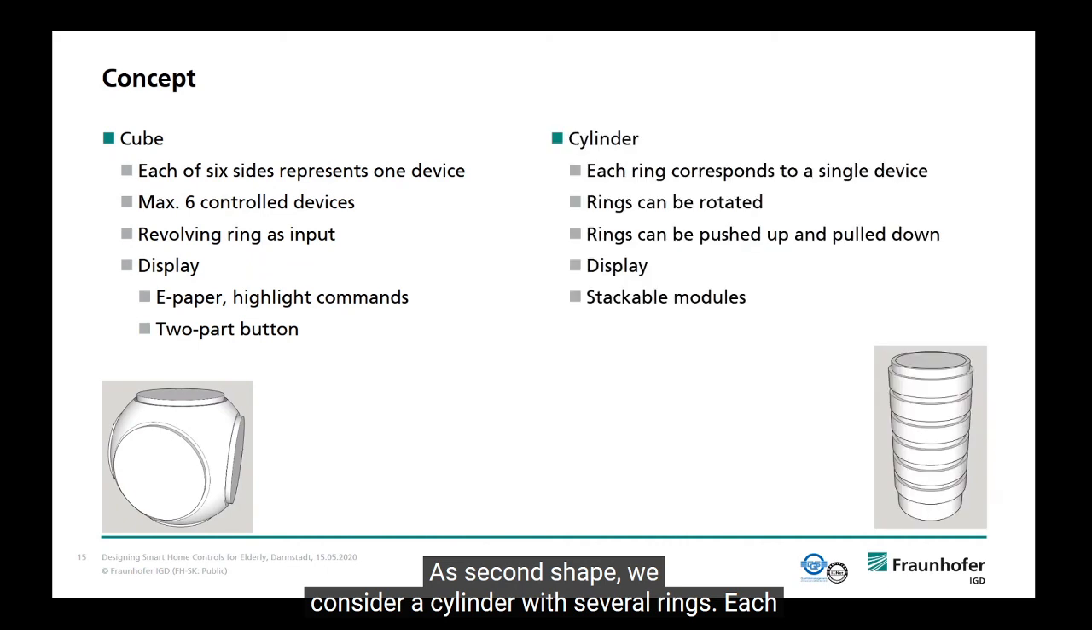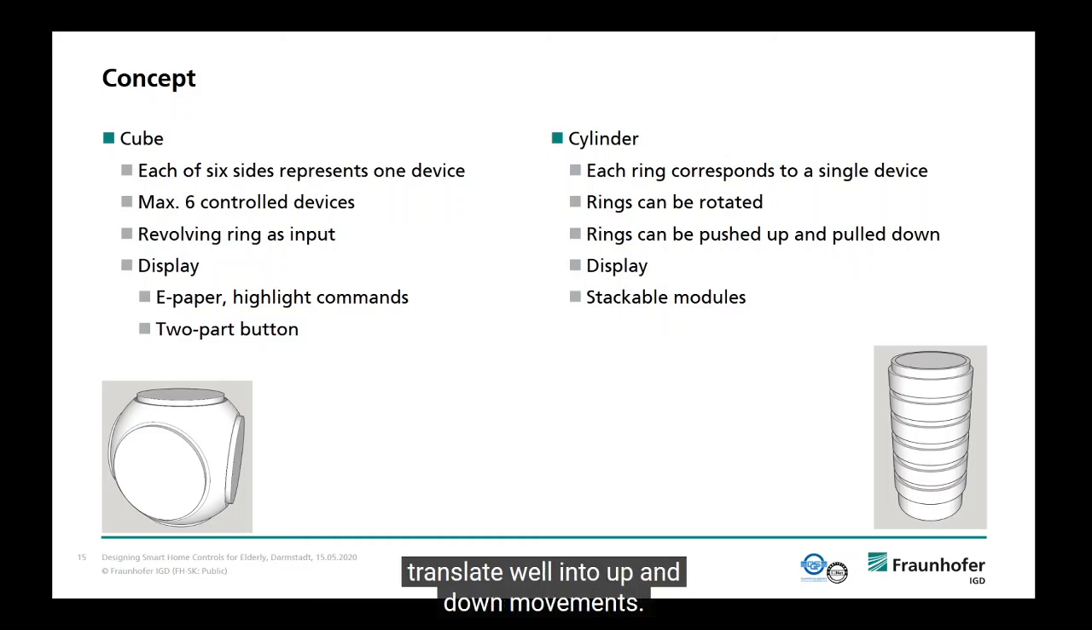A second shape? We consider a cylinder with several rings. Each ring corresponds to a single device. For input, rings can be rotated just like with a cube, as well as pushed down and pulled up a bit to replace the button functionality of the screen. Due to its shape, rotating the rings as a way of generating input should come naturally. Pushing and pulling should be indicated via signifiers and mapped to actions that translate well into up and down movements.